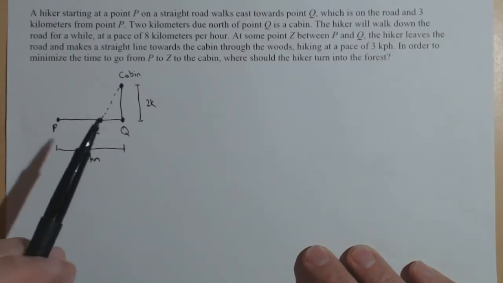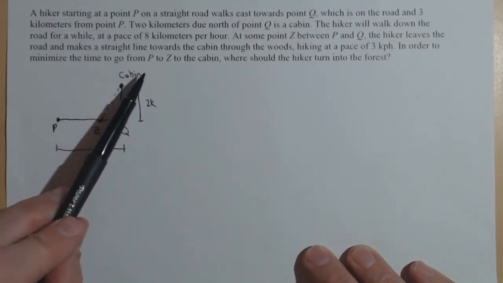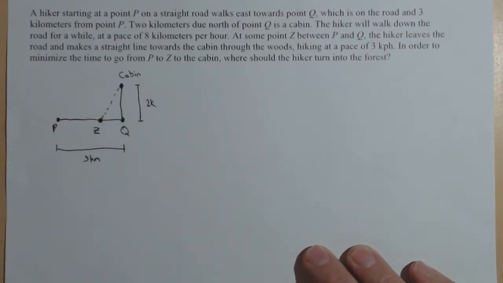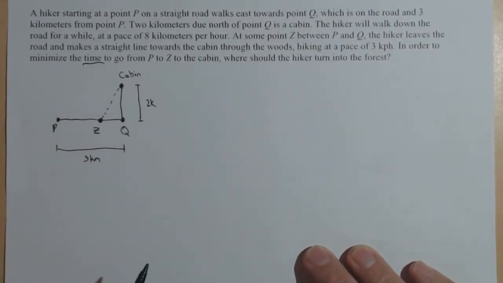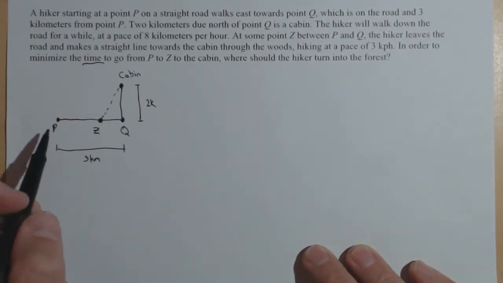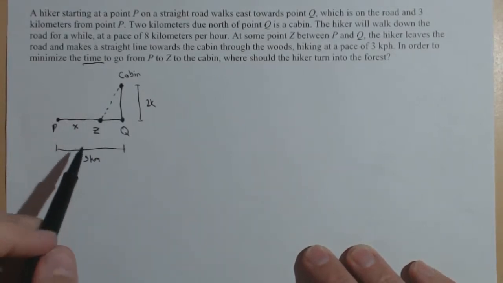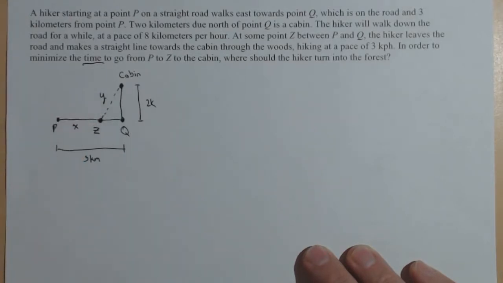Now what we need to think about is, first off, in order to minimize the time to go from P to Z to the cabin, where should the hiker turn into the forest? So what is it we're trying to minimize? We're trying to minimize the time. So we need to get a function of time. Well, there's quite a few things we don't know in this problem just yet. First off, I don't know the distance from P to Z, so I'm going to label that x. And I also don't know the distance from Z to the cabin, so I'm going to label that y.